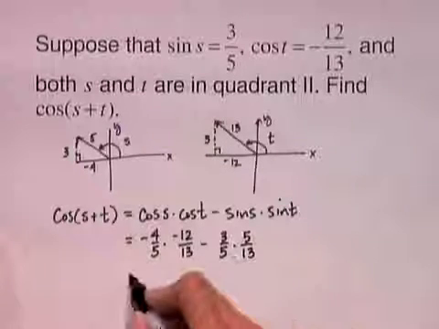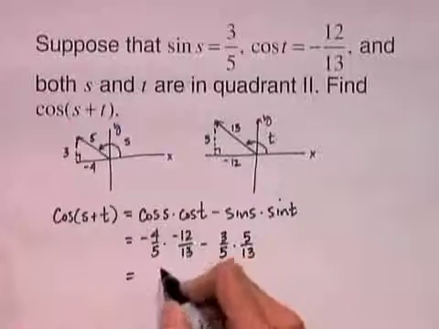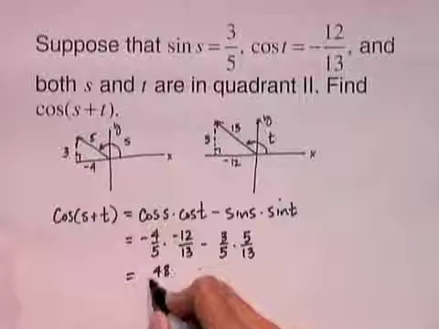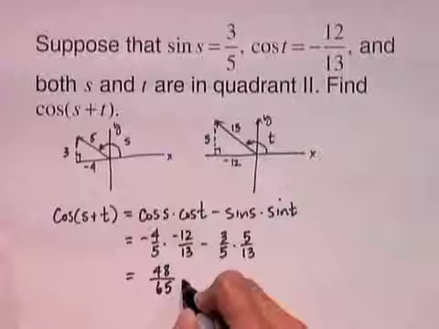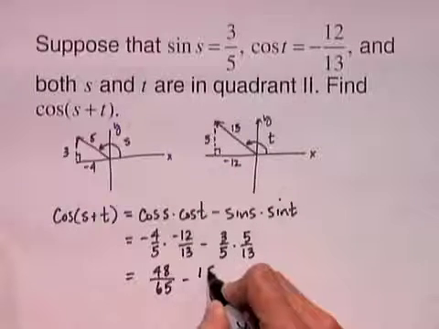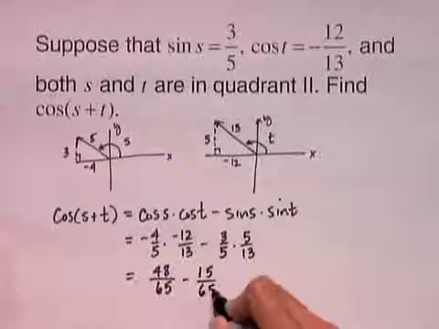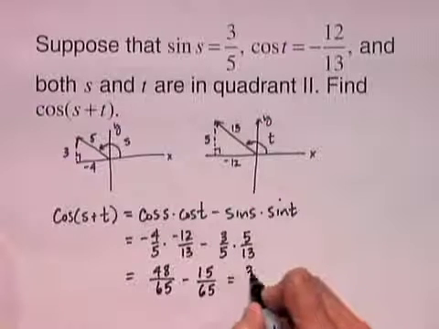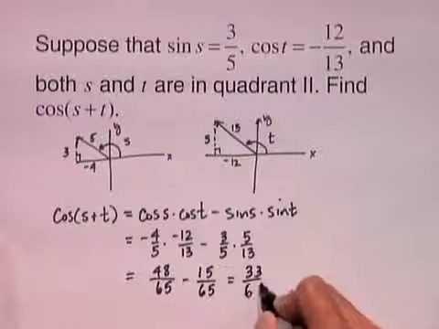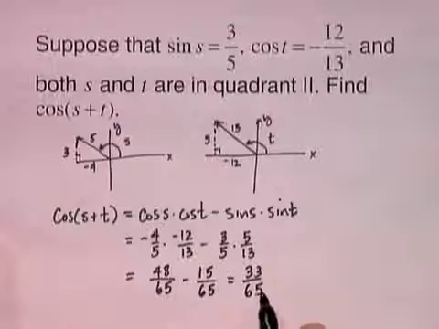Now let's simplify. -4 times -12 is 48. 5 times 13 is 65. Minus 3 times 5 is 15/65. And I can subtract the fractions since they have the same denominator to get 33/65.